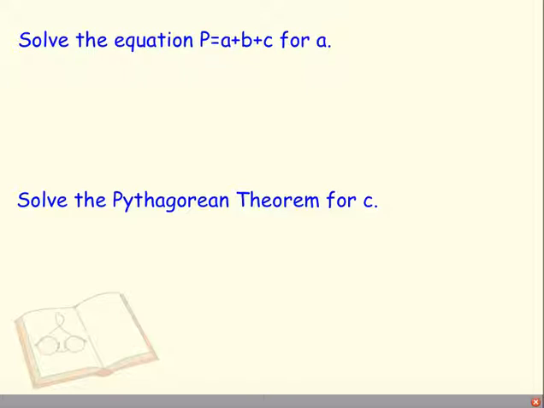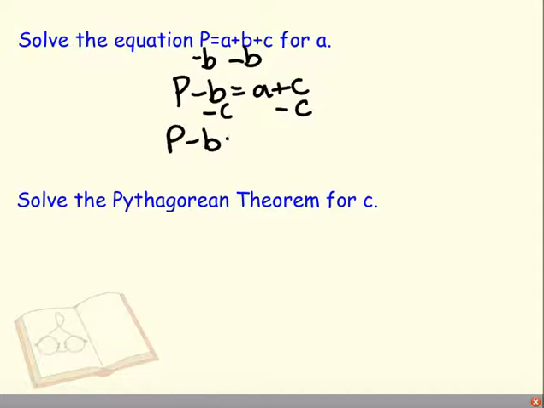All right, and solve the equation P equals A plus B plus C for A. Well, that means that I need to get rid of this plus B and plus C. So we'll start by subtracting B from each side. So we'll say P minus B is equal to A plus C. We're a little bit closer, but we still need to get rid of this plus C by subtracting C. So I now have P minus B minus C is equal to A.